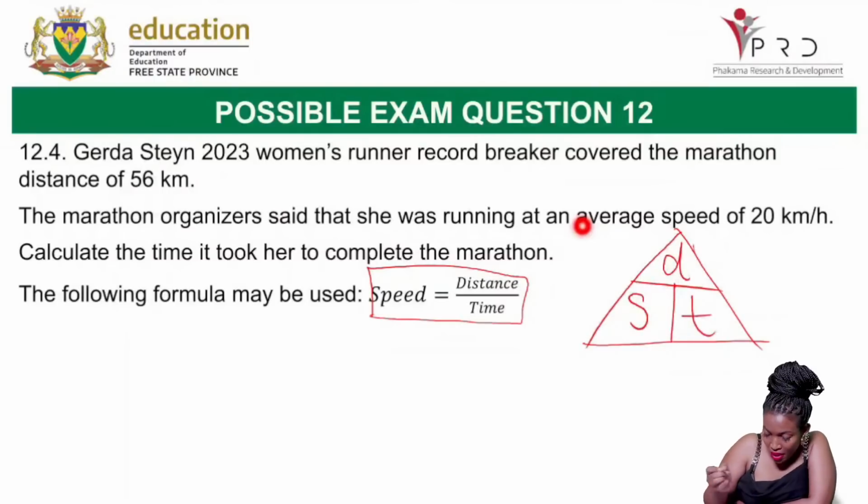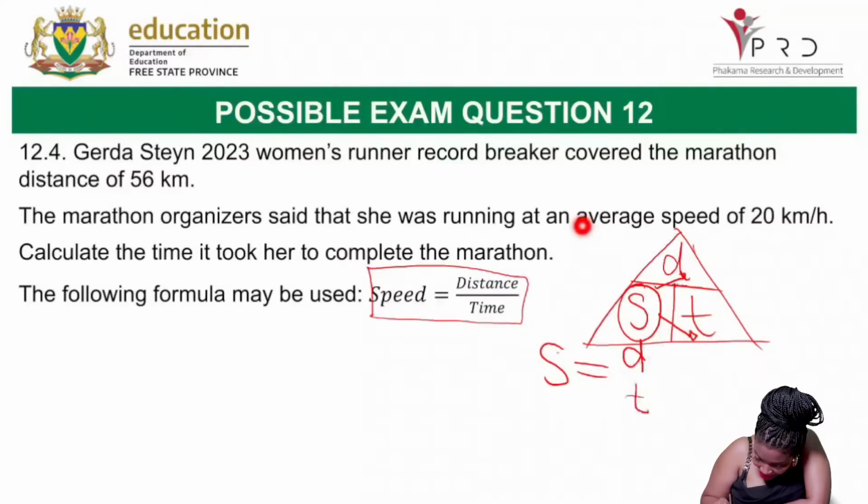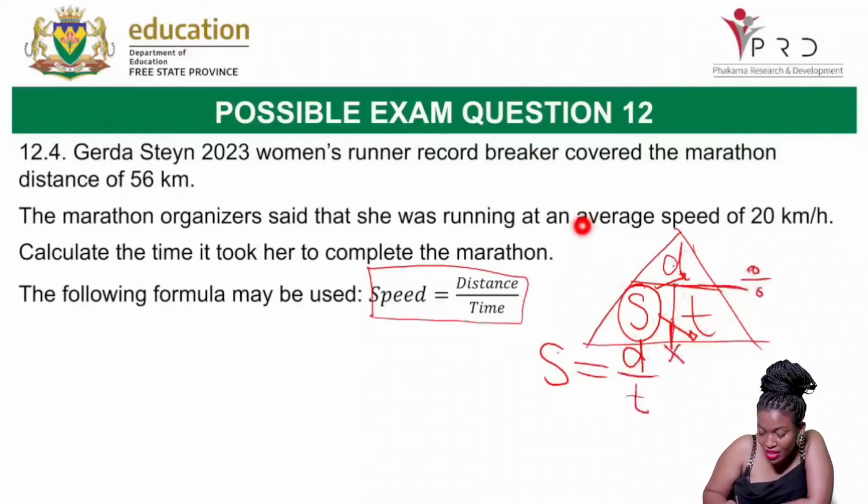DSTV formula, meaning that if we are looking for speed, speed will be equal to what is on top of speed? It is the distance on top. What is at the bottom? It is the time. So this line here, it means division. And this line in between them means multiply. So between D and T, there's this line, which means that speed is equal to distance over time.